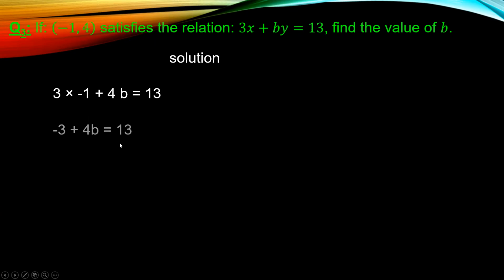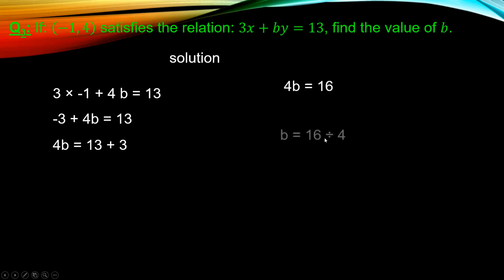3 times negative 1 equals negative 3, plus 4b equals 13. Here I need the variable alone on one side. So I will move negative 3 to the other side with a different sign. Here 3 had a negative sign, so it will move with a positive sign. So 4b equals 13 plus 3. So that 4b equals 16. Here to get the value of b, I will divide 16 by 4, which equals 4. So the value of b equals 4.